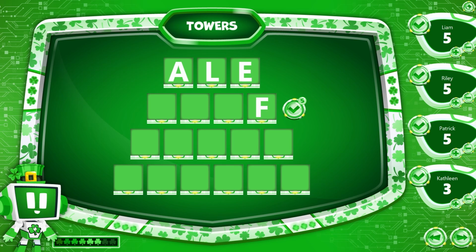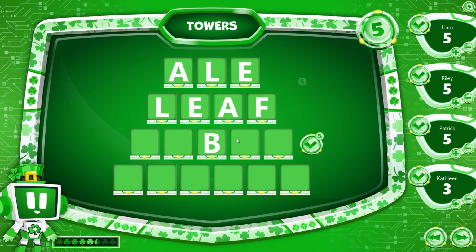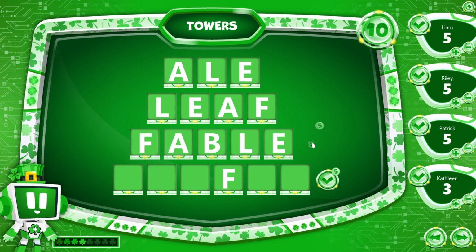If the player guesses correctly, you as the host will click the correct button and the letter for the 5-letter word will appear. You will also see that the player has earned 5 points. If they guess the 5-letter word correctly, in this case fable, you will again click the correct button and you will now see they have 10 points.